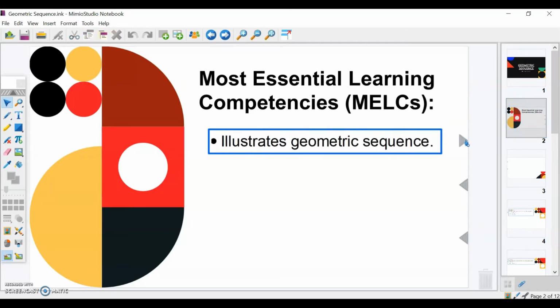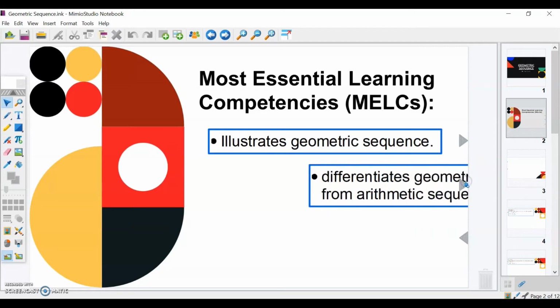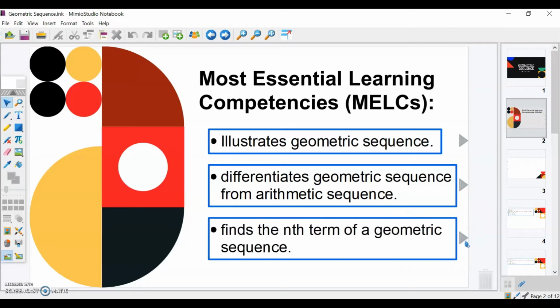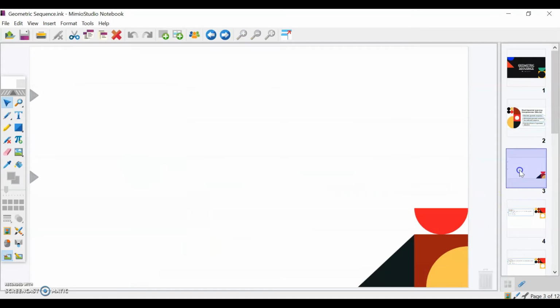First, we're going to illustrate geometric sequence. Second, differentiate geometric sequence from arithmetic sequence. The third one, find the nth term of a geometric sequence.